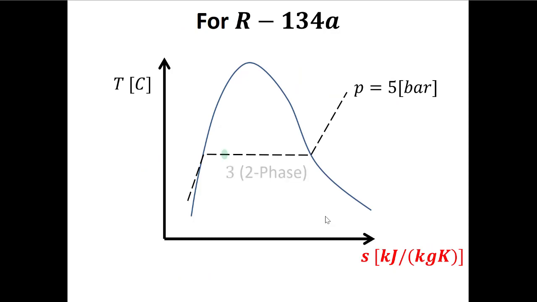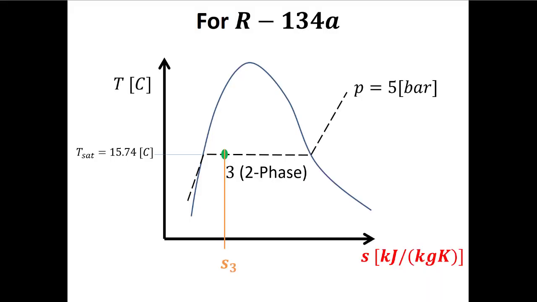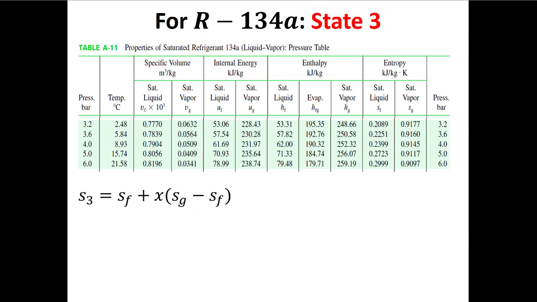So the refrigerant, you may remember, started as a two-phase mixture at state 3. I know that the temperature here was 15.74 degrees Celsius. And I can see on my TS diagram, now we're drawing this as a TS diagram, I just draw a vertical line down here and I can find the specific entropy. But really I'll fix this on a table, right?